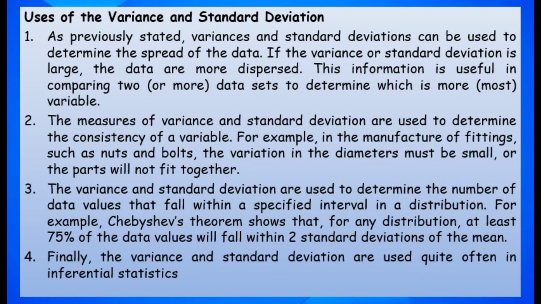The variance and standard deviation are used to determine the number of data values that fall within a specified interval in a distribution. For example, Chebyshev's theorem shows that for any distribution, at least 75% of the data values will fall within two standard deviations of the mean. Chebyshev's theorem will be discussed by the next reporter. Finally, the variance and standard deviation are used quite often in inferential statistics.